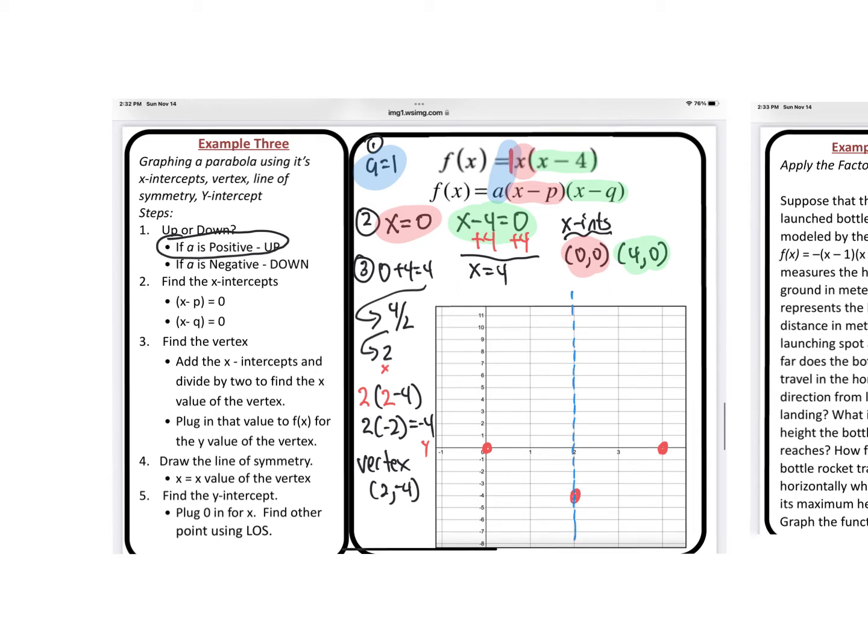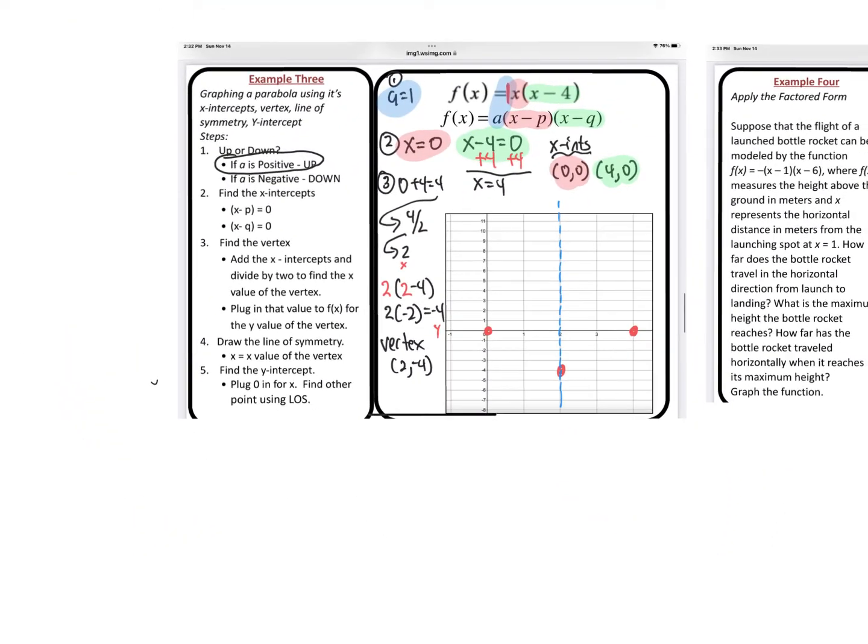Just like that. And so we know that the line of symmetry is always going to be x equals the x coordinate of the vertex. So I'm going to move a little bit off the page. I know I have to write large because I'm dictating a video. And so for the fourth step, we're going to get x equals 2.